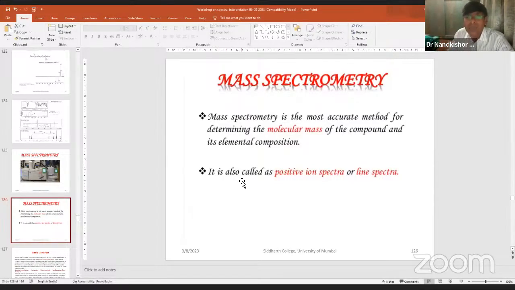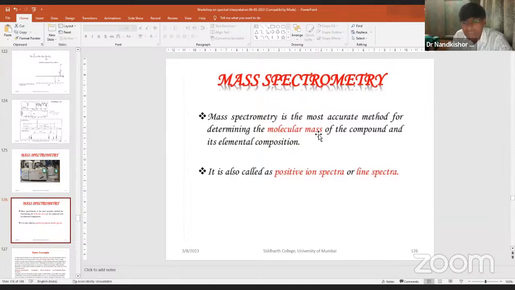But what exactly is this mass? Why do we call it mass spectrometry? Because it gives the correct information about the mass of the molecules. That is the molecular ion peak. That's why we call this spectroscopy mass spectrometry. You are getting the correct information about the mass. It is also called positive ion spectra or line spectra, because in mass spectrometry, we analyze cationic species. We do not study radicals or anionic species.